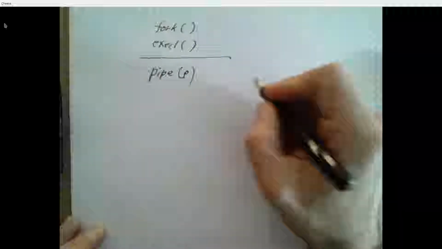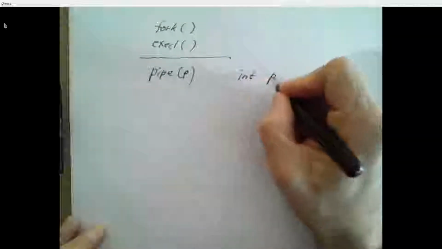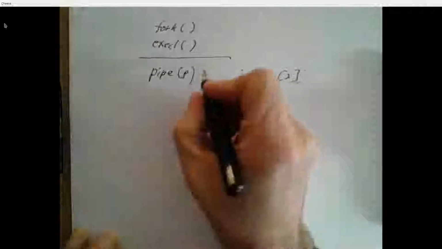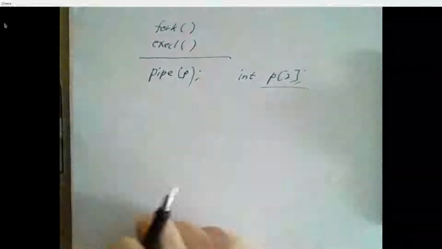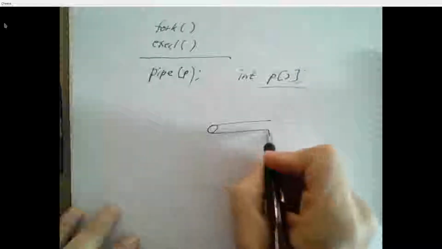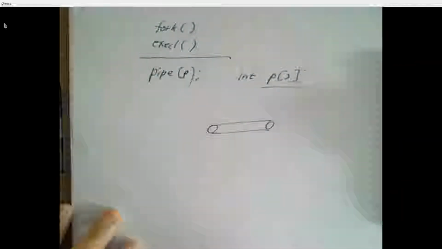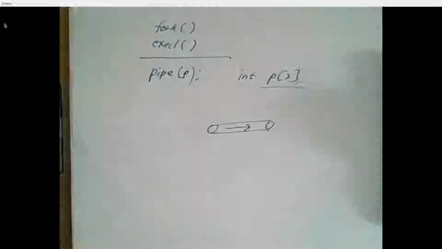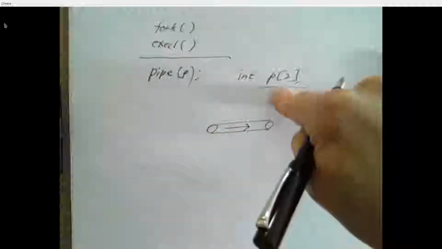And we pass this thing an array of integers containing 2 elements. And this will do 2 things. It'll create a pipe, and pipes are single direction. And then it will fill the elements of this array as follows.